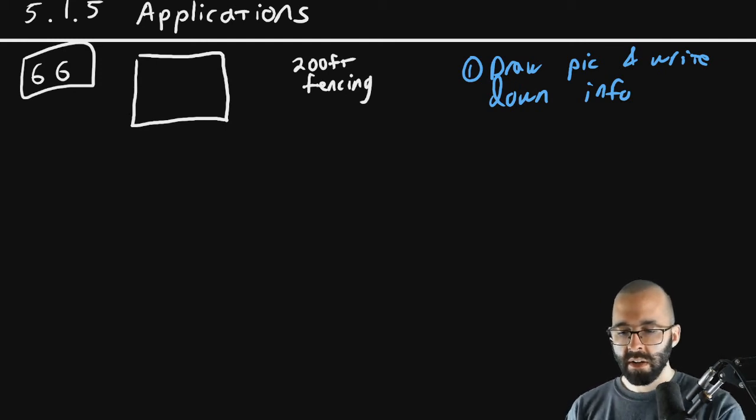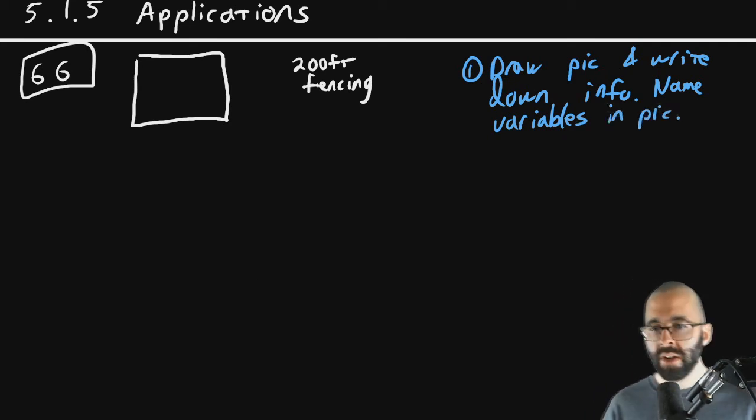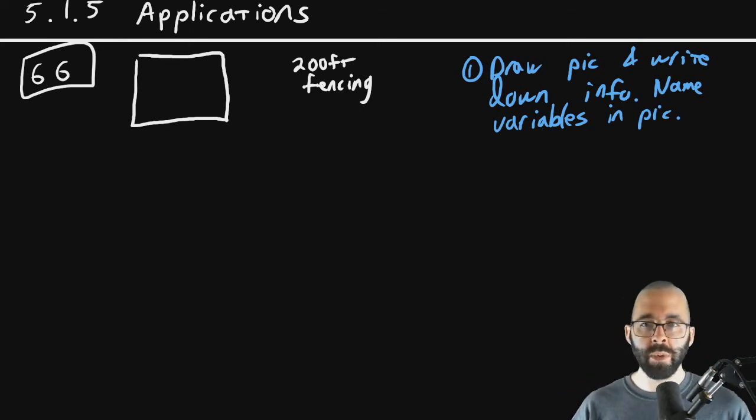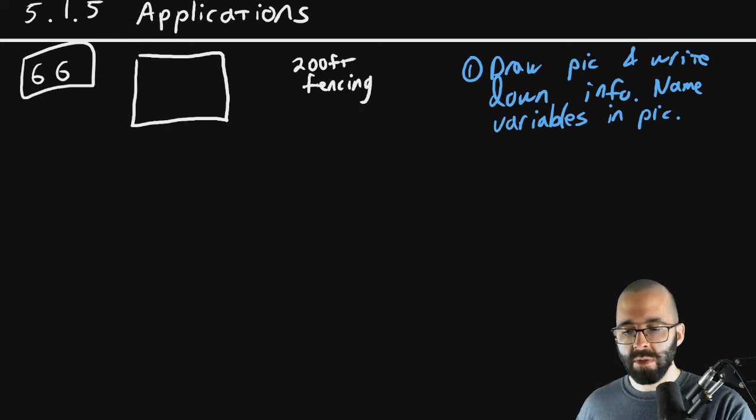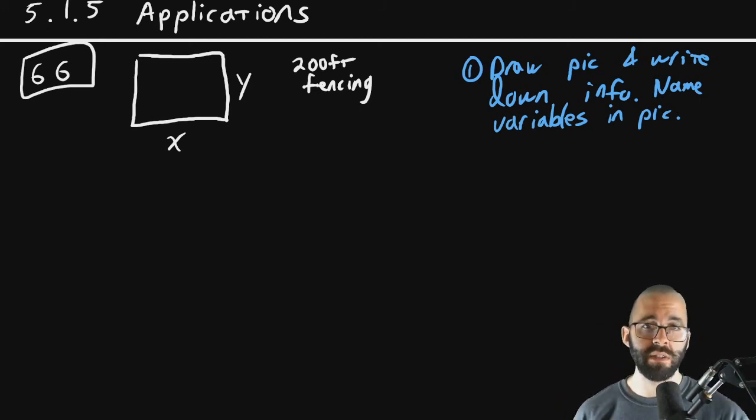All right. With this picture, include variables. Let's name variables in the picture. So in the picture, when we're trying to figure out dimensions of a corral, we're going to have a length and we're going to have a width. You can call these whatever you want. L and W make a lot of sense. X and Y are my preferences. L and W is great though.